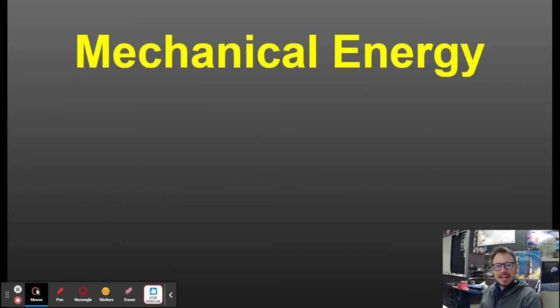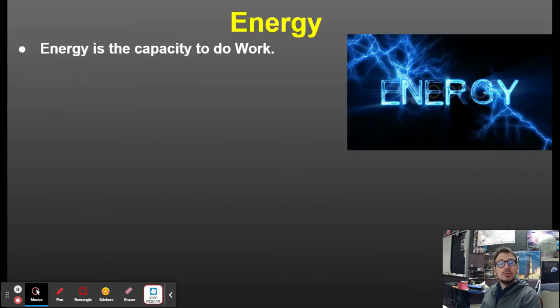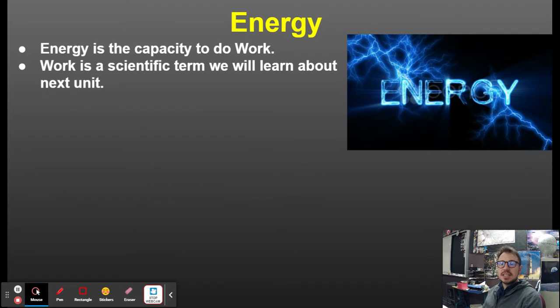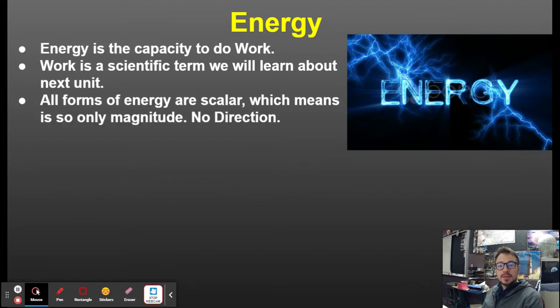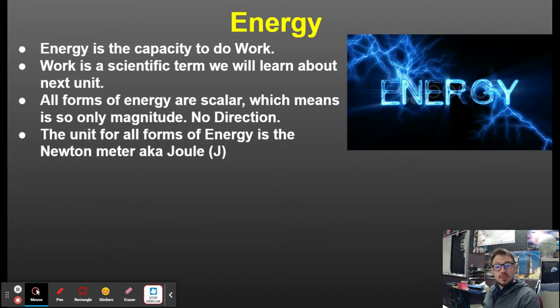All right, these are the mechanical energy slides. So the first two, just to review energy. Energy is the capacity to do work. All forms of energy are scalar, which means only magnitude, no direction. And the unit for all forms of energy is the Newton meter, also known as the joule.